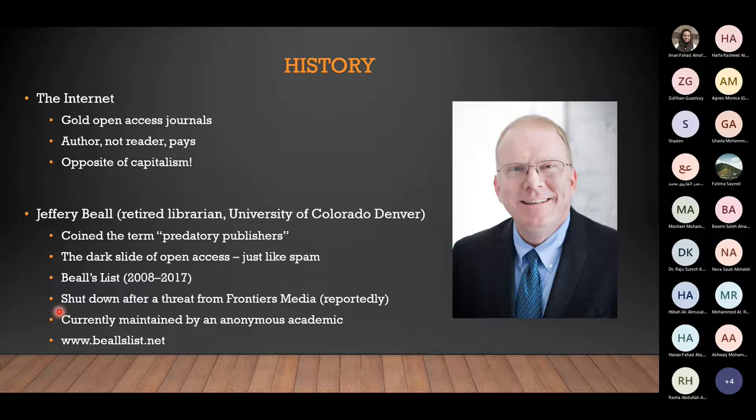So, starting with the history. The history of predatory publishers started with the internet. This is technically called gold open access journals, where the author pays to publish, which is, interestingly, the opposite of capitalism. In capitalism, when you have a product, others pay for your product. But here you work on your research for one or two years, and then you are also the one who pays so that people can receive this product, which is kind of interesting.